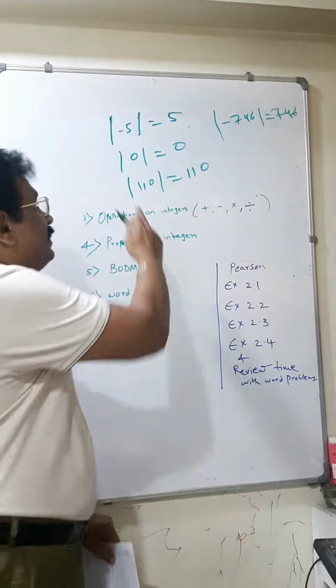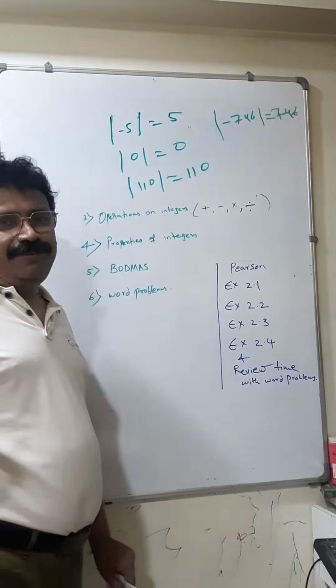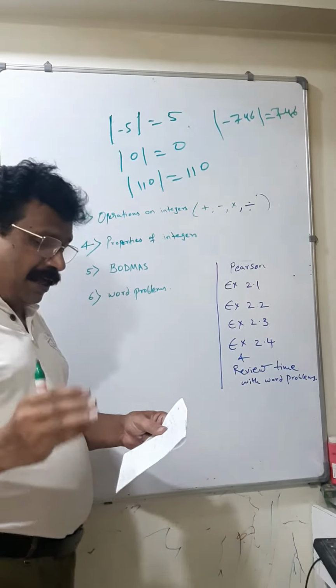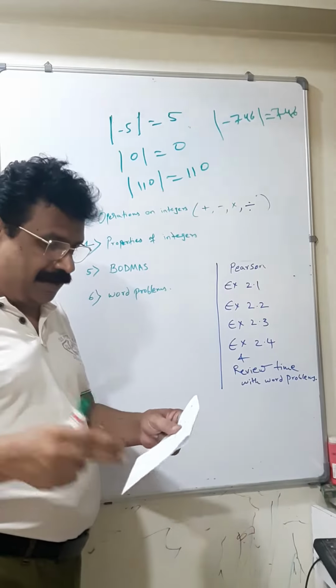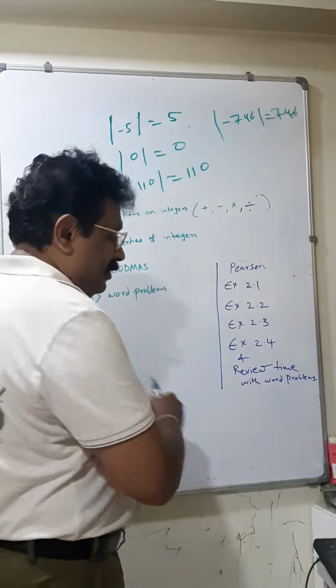It can be negative, it can be positive inside, but the answer is always positive. So answer of absolute value is always positive. Absolute value of an integer is its numerical value regardless of its sign. Two opposite integers have the same absolute value. I'll tell you how.